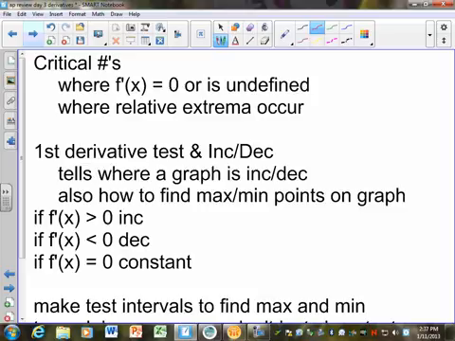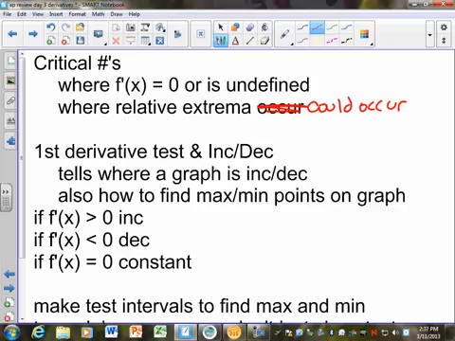Remember that critical points are where your derivative is equal to 0 or where it's undefined. It's where your relative extrema could occur. Remember, not every critical point is necessarily a max or a min. You have to check it. You have to prove it. On free response, justify your answer means they want to see and they want you to write out the explanation there. So we have a few ways to do this.